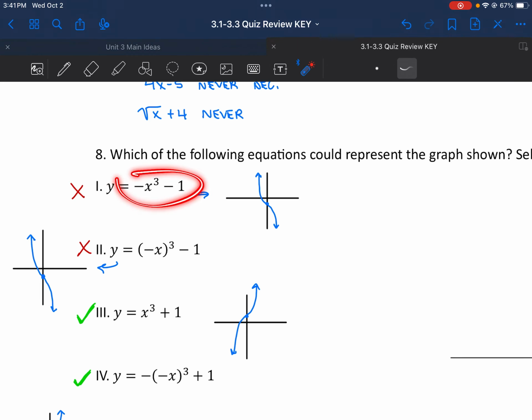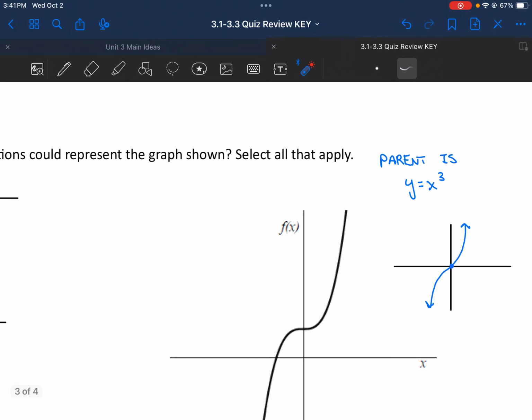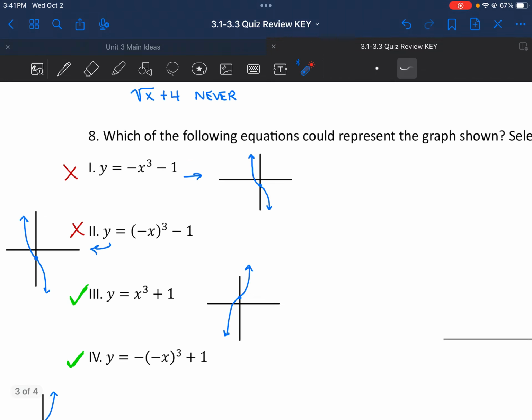So negative x cubed minus 1. This would be a reflection over the x-axis and then a shift down 1. So if I took the parent function, reflected it over the x-axis, and then moved it down 1, I'd get a graph that looks like this. So that's obviously wrong.